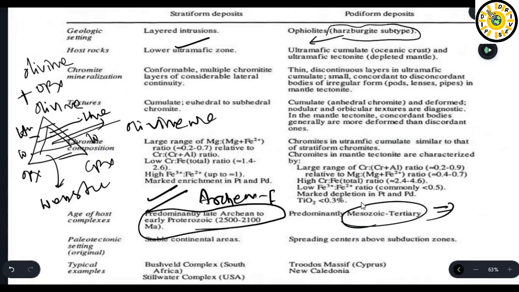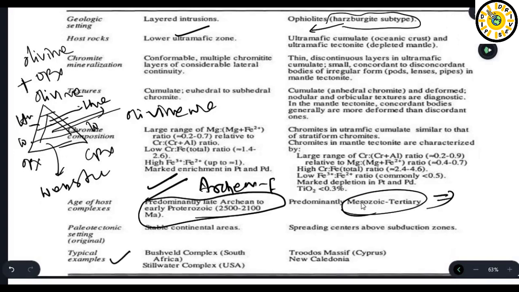So you should at least memorize 3-4 points from the different types of stratiform deposits. Sorry, what is the different classification? Oh, sorry, not classification. What are the basic differences between the stratiform deposit and podiform deposit, right? What are the mineralizations associated with the stratiform deposit? ठीक है, age क्या है? And this is all about typical examples.